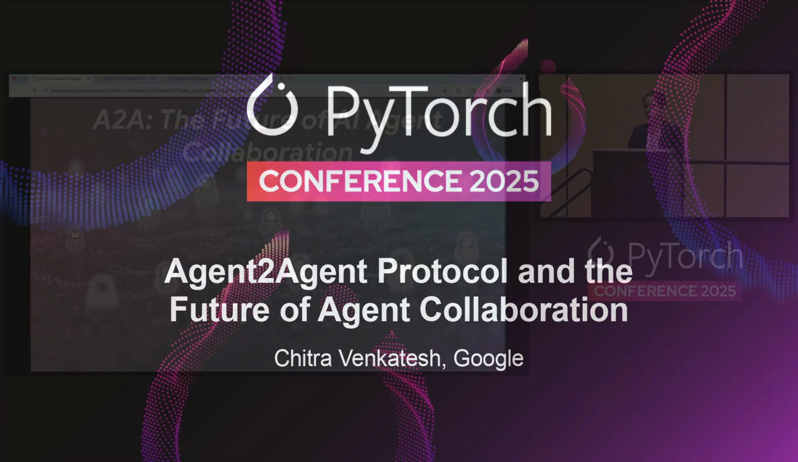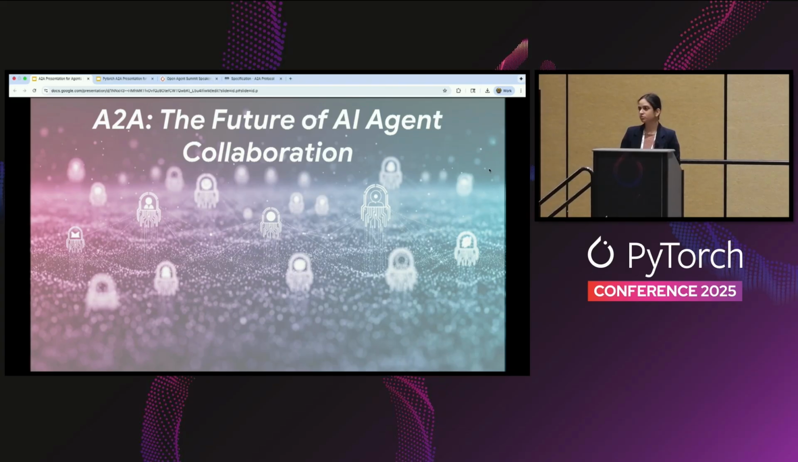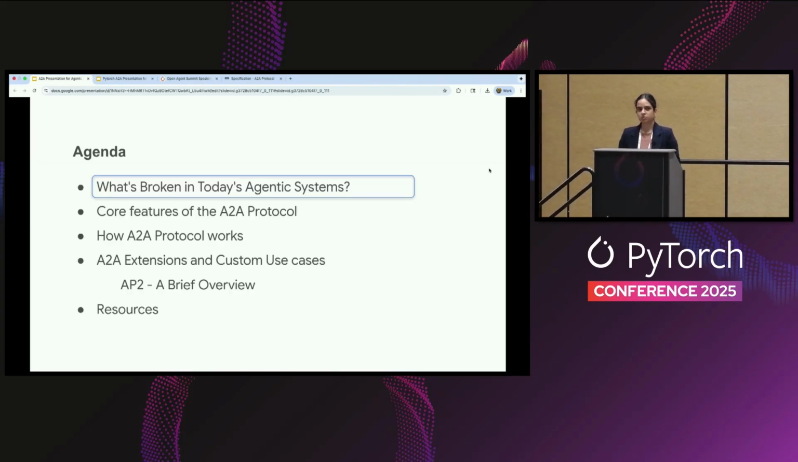I'm here to talk about Agent2Agent protocol and the future of AI agent collaboration. I'll be talking about 5 topics. First, I'll talk about the challenges in today's agentic ecosystem. I'll then talk about how A2A addresses these challenges, the core features of A2A protocol, and how A2A protocol actually works. And then finally, I'll talk about A2A extensions and custom use cases and leave you all with resources. So let's get started.